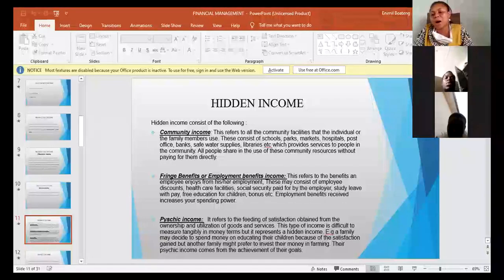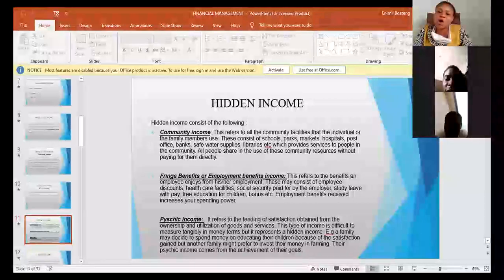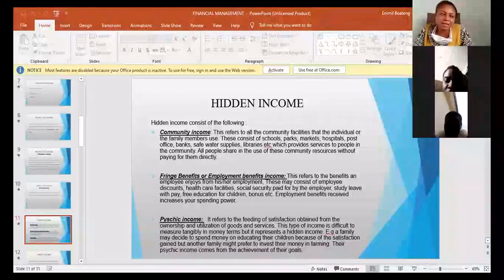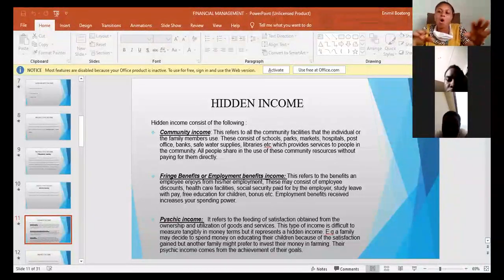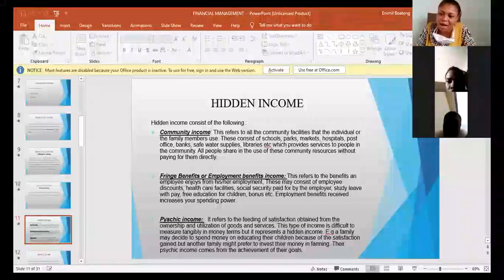And with this, we can talk about schools, markets, hospitals, post office, libraries. Can you add more? Banks. Hospitals, okay. They are community because these facilities are for all the people in a community. Now, you cannot say that this school is only for one family, so nobody should attend it. No.